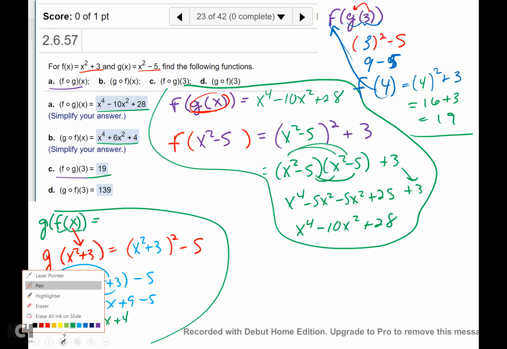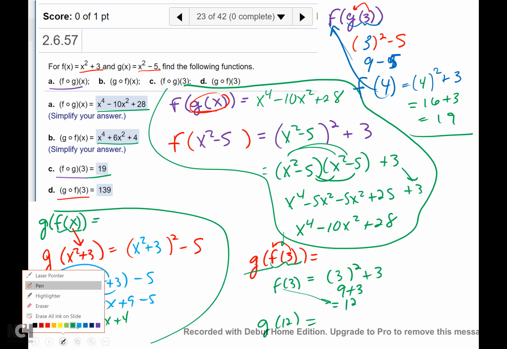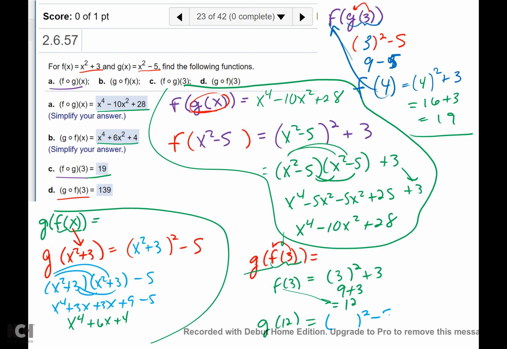Okay, then they want me to find g of f of 3. So this says take 3 to the f party and see what you get. To find f of 3, I would say something squared plus 3, plug in 3, that's 9 plus 3, that's 12. So now I can find g of 12 because f of 3 is 12. Now plug it in there: copy the g function, whatever you brought, square it and subtract 5. I brought 12, squared is 144, minus 5 is 139.